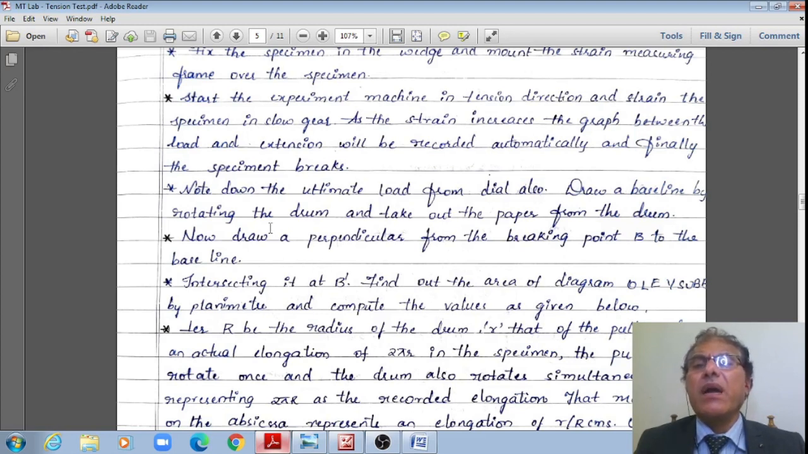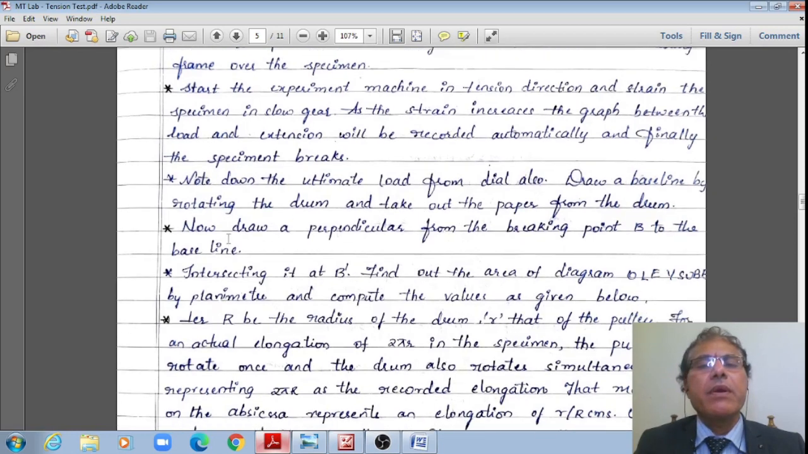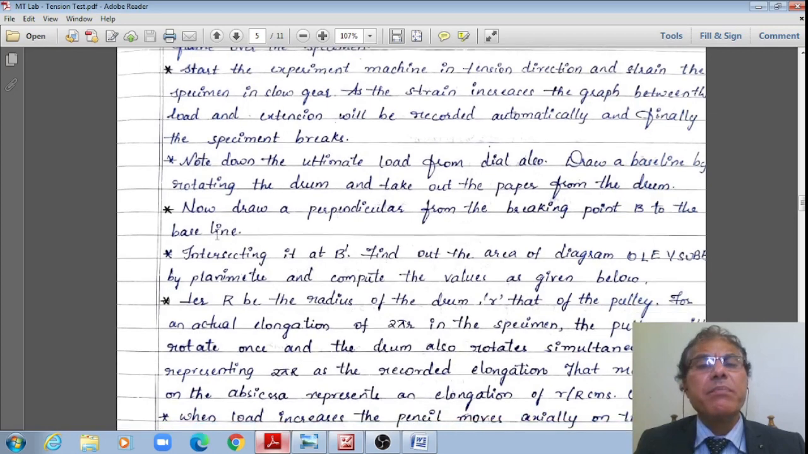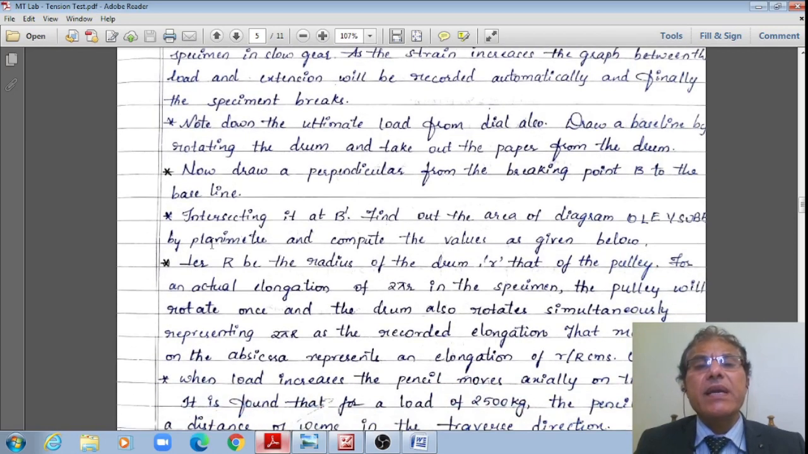Draw a baseline by rotating the drum and take out the paper from the drum. Now draw a perpendicular from the breaking point B to the baseline, intersecting it at B prime. Find out the area of the diagram OLEYSUBB' by planimeter and compute the values as given below.